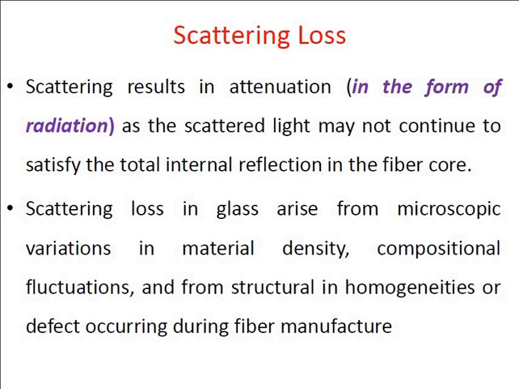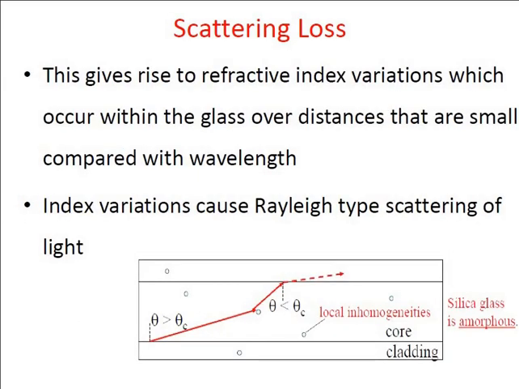Here, if you see the scattering losses, they give rise to refractive index variation within the glass fiber. This index variation causes the scattering of light. If there is any variation in the refractive index, there is a scattering of light. That scattering is known as Rayleigh scattering.